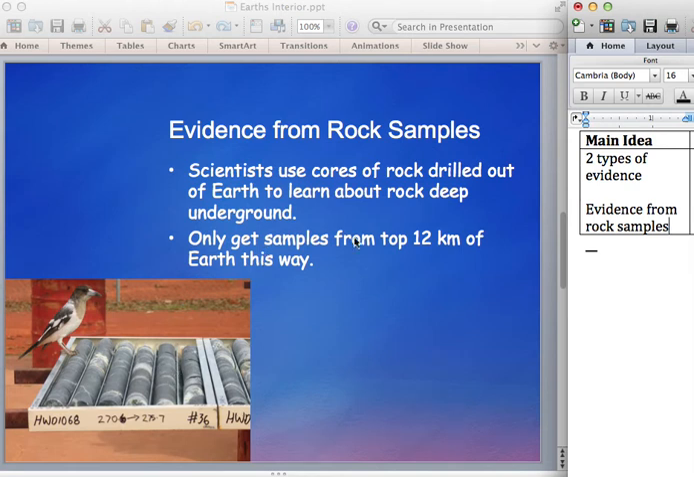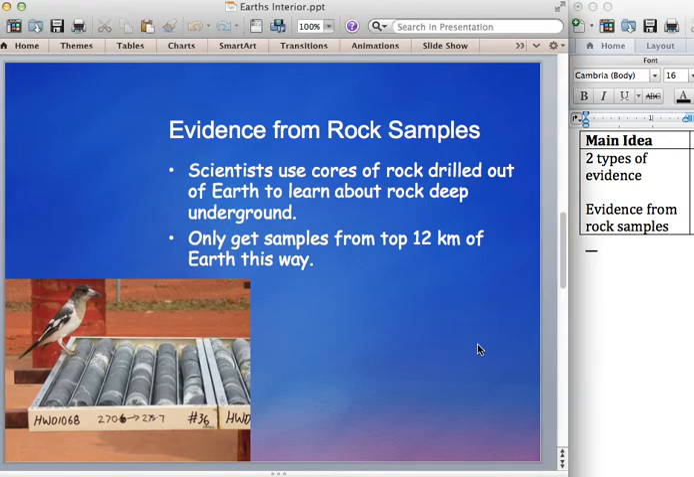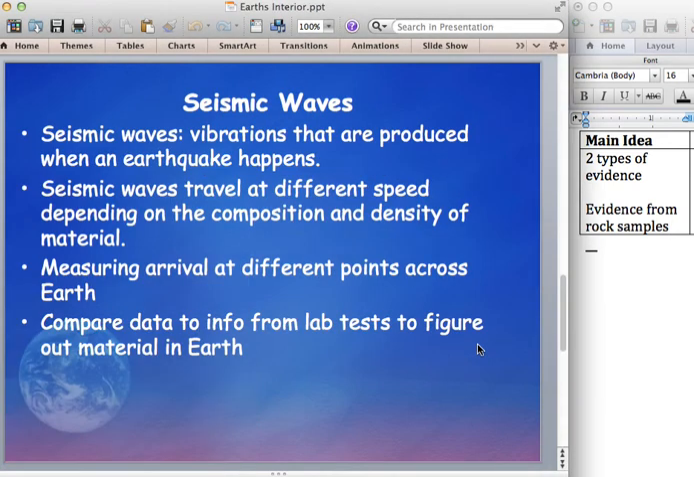Problem is, even the deepest hole we've ever drilled into the Earth is only 12 kilometers deep. And the distance from the surface of the Earth to the very center is about 8,000 kilometers. So to go any deeper than that requires technology that we don't really have or would be extremely expensive. The temperature gets really high, your drill starts to melt out from under you, and so it's not really worth it to try and drill deeper than that. So we turn to our other type of evidence, which is evidence from seismic waves.